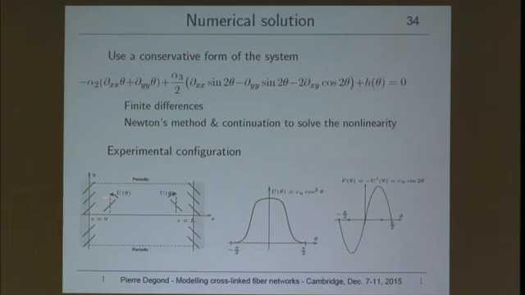Dirichlet boundary condition on the orientation, so we assume the fibers are oriented like this, say pi over 4 on one side and minus pi over 4 on the other side. Then you apply a potential that tends to align the fibers in the middle to the vertical direction. So these are the potential and the force.